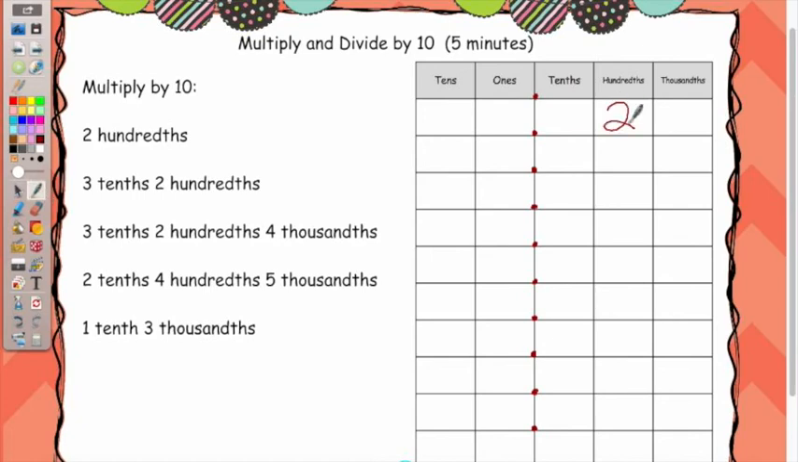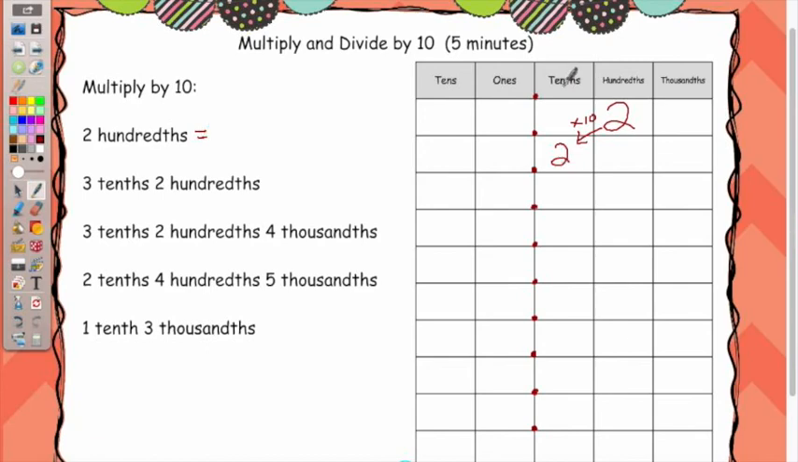If I multiply by 10, which way do I move? Left. And how many place values? 1. And what do I write on the arrow? Times 10. This is a review of 5th grade. Sound familiar? That's what we're doing. So how do I write my answer? That's the hard part.